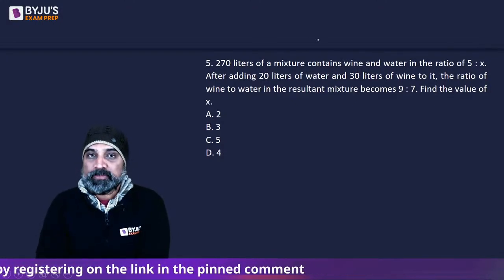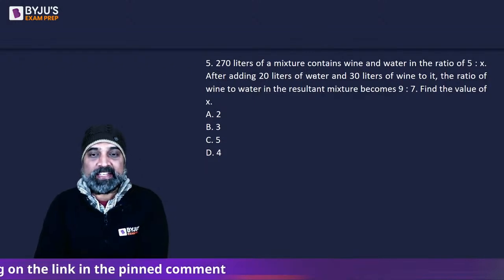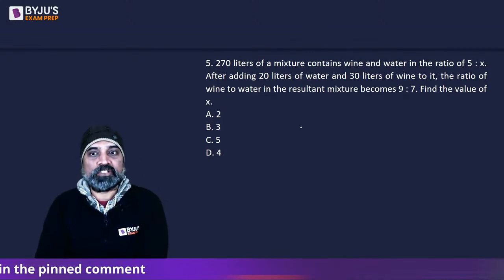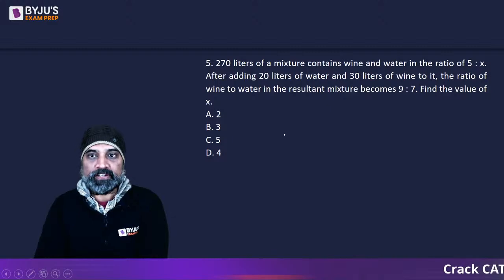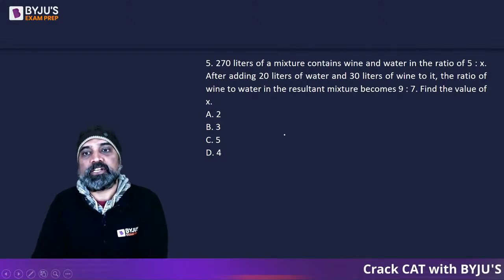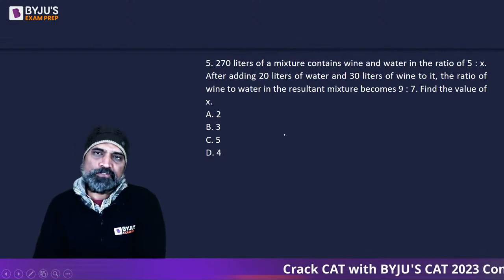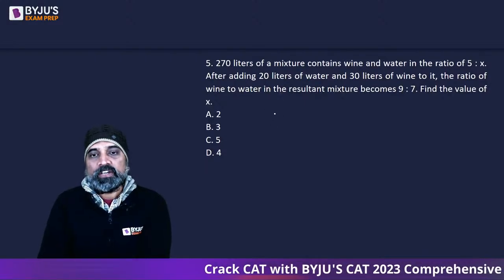Let's look at question number 5 now. 270 liters of mixture contains wine and water in the ratio 5:x. After adding 20 liters of water and 30 liters of wine to it, the ratio of wine to water in the resultant mixture becomes 9:7. We need to find the value of x.